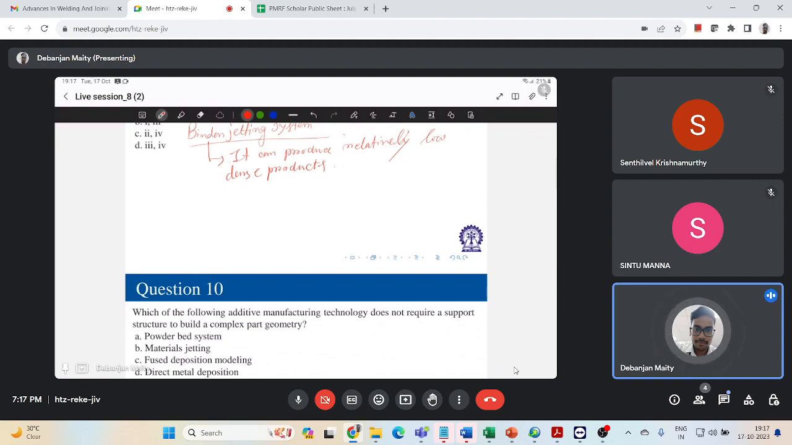Actually, there is a lot to talk about. So the basic mechanism in additive manufacturing and welding are almost similar. Okay, let's talk a little bit about the physics of the weld.